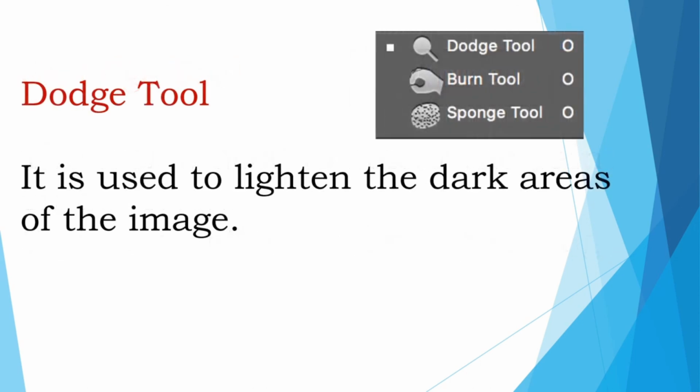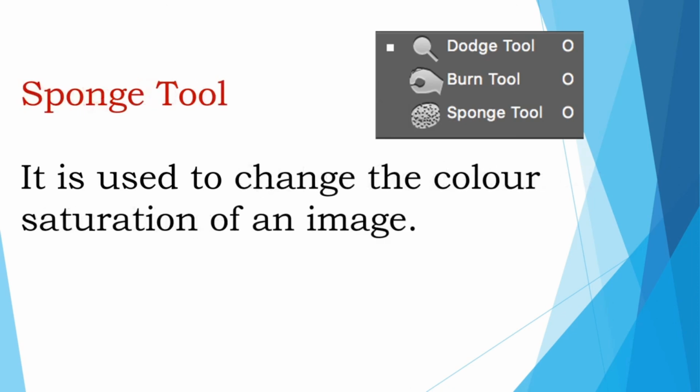Dodge tool. It is used to lighten the darkened areas of the image. Sponge tool. It is used to change the color saturation of an image.